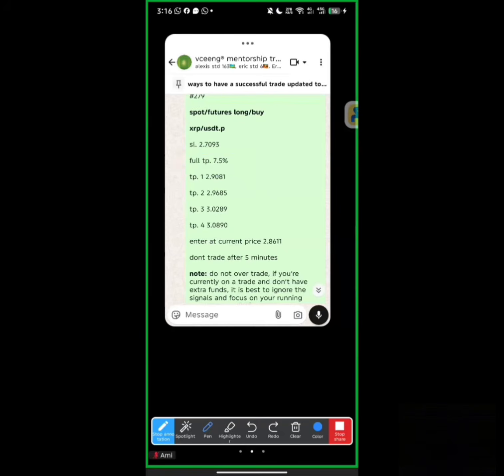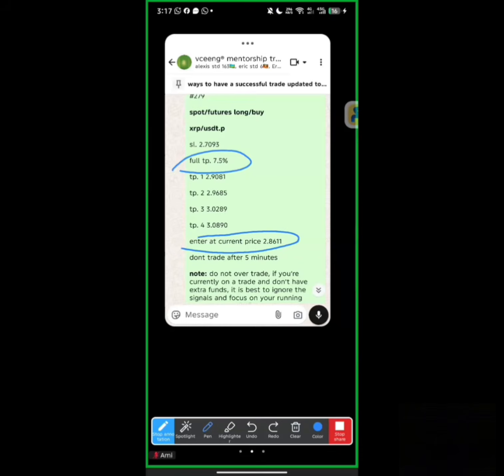Another signal might not have take profit 1 to 4. It will only have TP. Once it is a single TP, there will not be full there. It will just be TP, which means take profit. So you need the take profit price. Then after the take profit price, you need this.